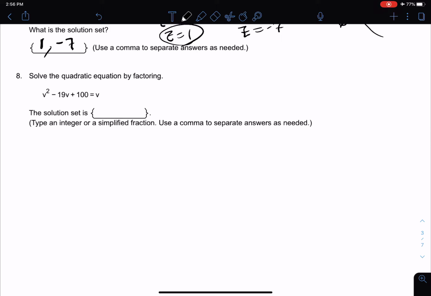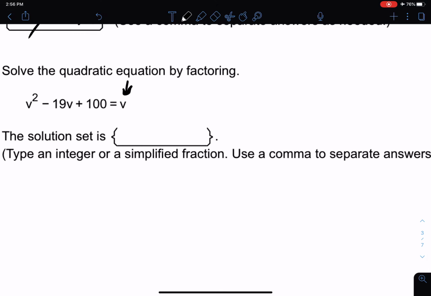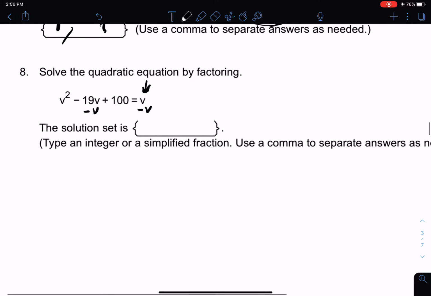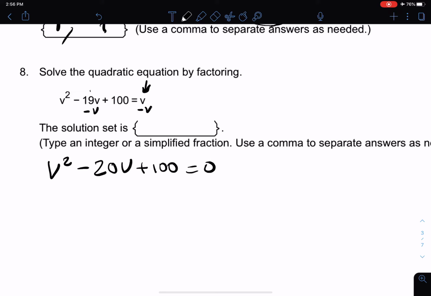Next problem. Okay, is this equal to 0? No, that's a massive problem, because it's equal to v. If it's not equal to 0, you cannot use the zero factor property. So the very first thing we better do is subtract v from both sides of the equation. And what we get is v squared minus negative 19 minus 1v. So negative 19v minus 1v gives us minus 20v plus 100. And then we get that awesome 0 on the right-hand side.